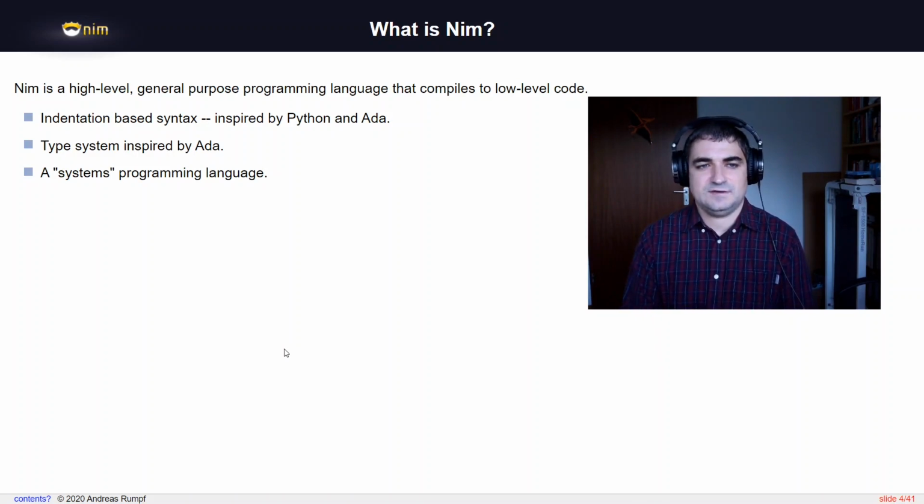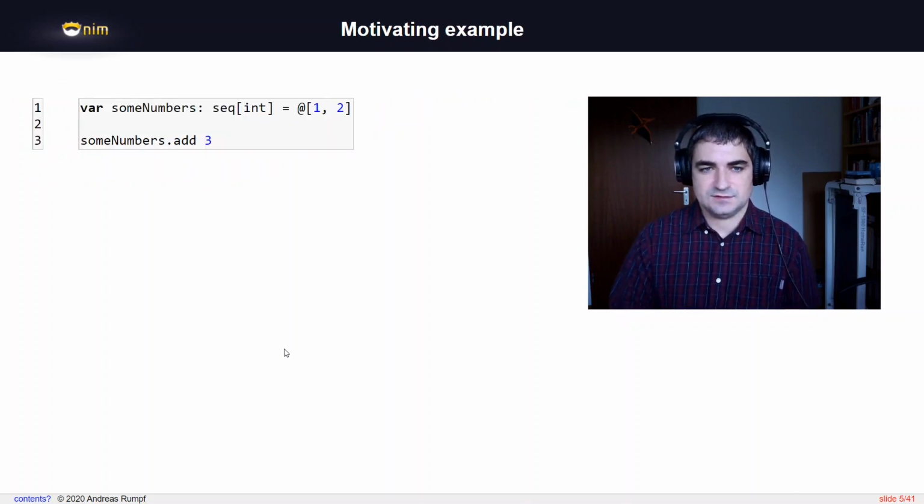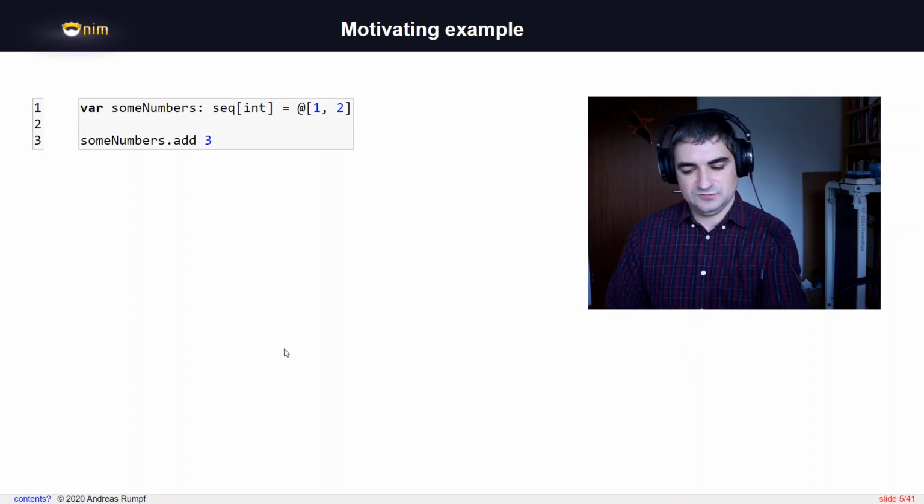So Nim is a high-level general-purpose programming language that compiles to low-level code. We'll see how this works in detail in this talk. Nim has an indentation-based syntax inspired by Python and Ada. The type system has been inspired by Ada, and it's a systems programming language, whatever that means. In fact, what it means will be seen in this talk. So we now talk about move semantics.